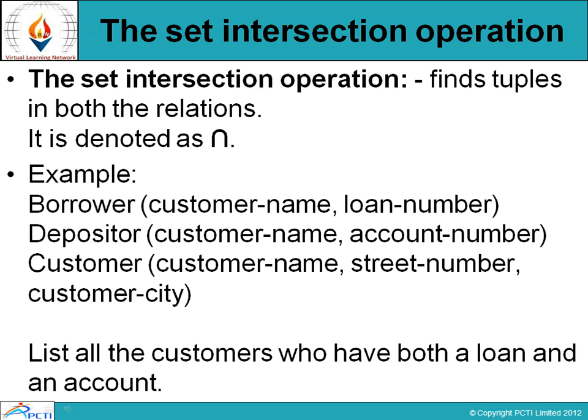Again, the same borrower table with the columns customer name and loan number. Second is depositor with customer name and account number, and third is customer with the customer name column, street number, and customer city. These are the columns in the customer table. Now we want to list all the customers who have both a loan and an account. Now in this query, the intersection takes out those data which must exist in both tables.